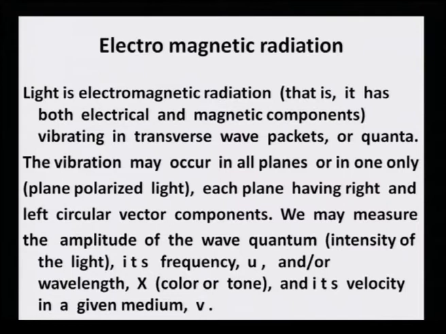Electromagnetic radiation, that is, light, has both electrical and magnetic components vibrating in transverse wave packets or quanta. The vibration may occur in all planes or in only one plane, plane polarized light, each plane having right and left circular vector components. We may measure the amplitude of the wave quantum, that is the intensity of the light, its frequency and or its wavelength, and then look at the color tone and its velocity in a given medium. So, all this will now be related to what color will be observed or seen. We also saw that the complementary color is generated from the transmitted light, because the absorbed light is taken up by the material.